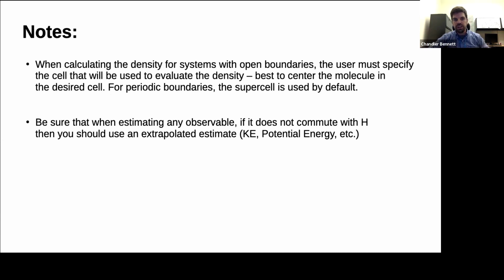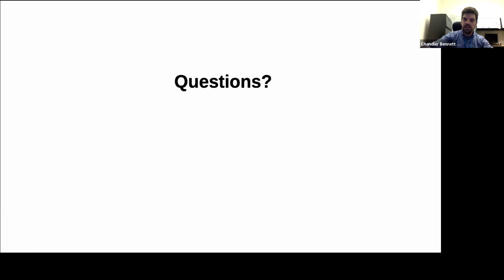And as I mentioned just a second ago, when you are estimating any observable, be sure to keep track of whether or not it commutes with the Hamiltonian, because if it does not, then at a bare minimum, you should be using the extrapolated estimates of that quantity. Okay, and I can take questions now.